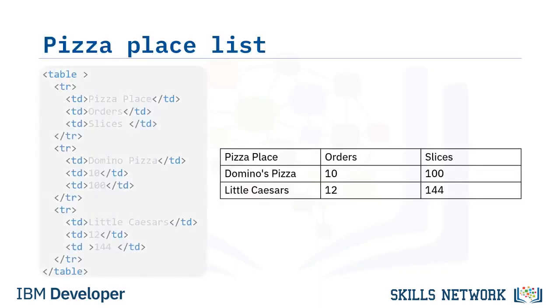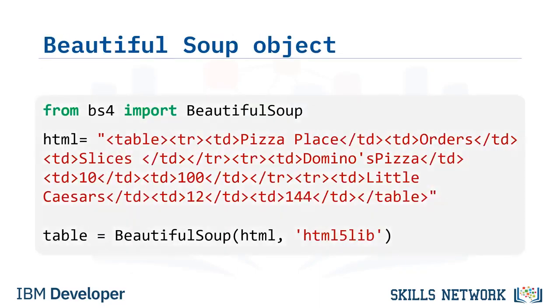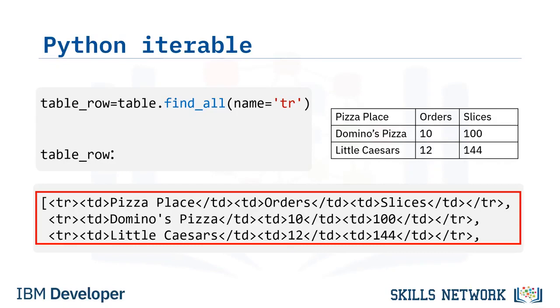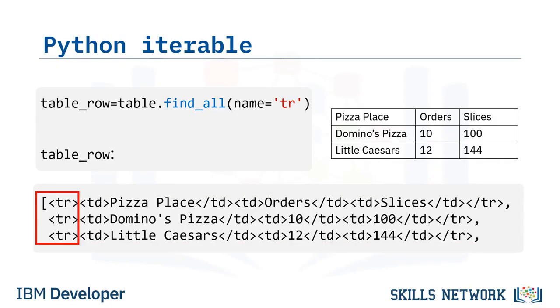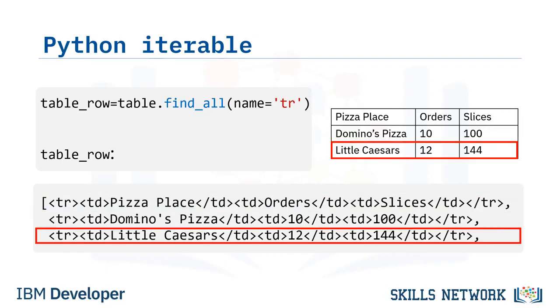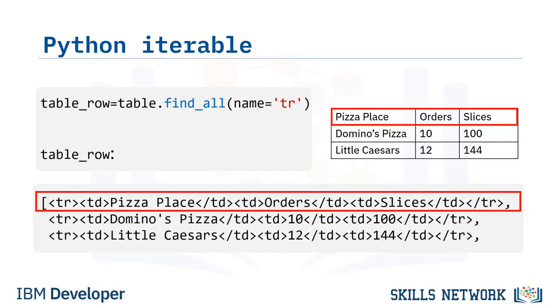And consider the list of pizza places. Like before, create a Beautiful Soup object, but this time name it table. The find_all method looks through a tag's descendants and retrieves all descendants that match your filters. Apply it to the table with the tag tr. The result is a Python iterable just like a list. Each element is a tag object for tr. This corresponds to each row in the list, including the table header.